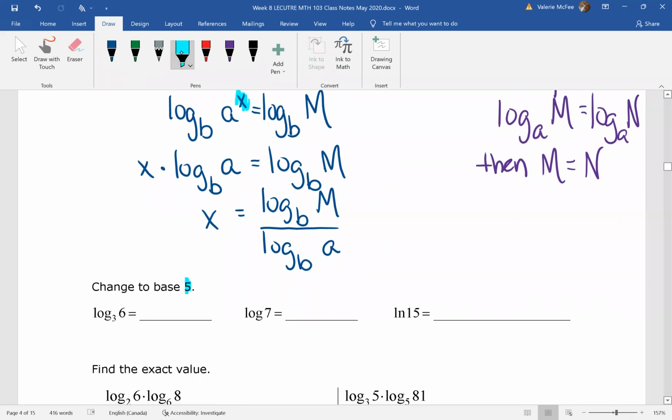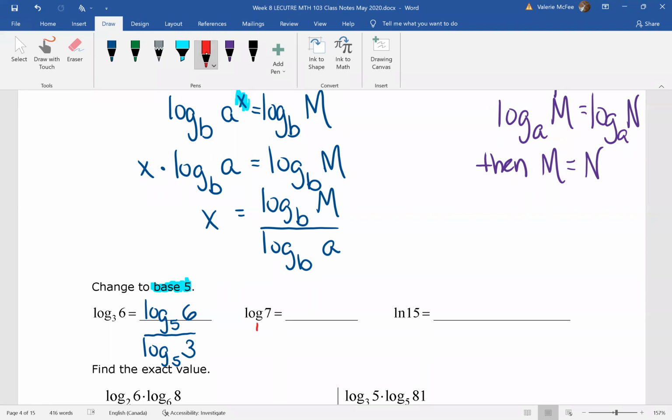We want to change each of these to base 5. So in the first one, we're going to start with log base 5 of 6 all over log base 5 of 3. Notice that the base 3 becomes the argument in the denominator. Why don't you try the next one?